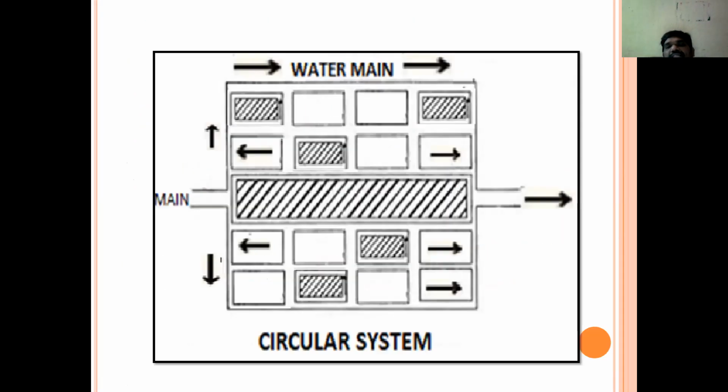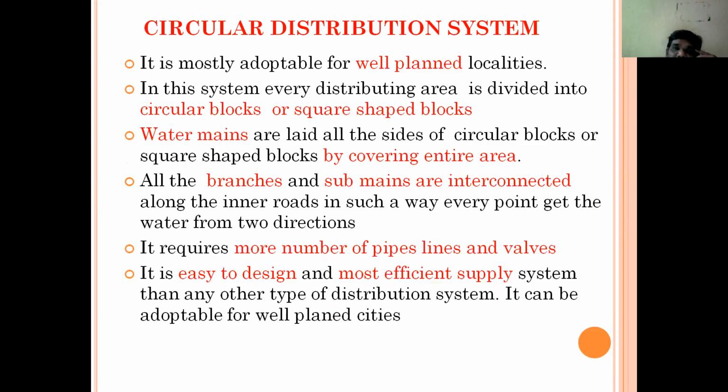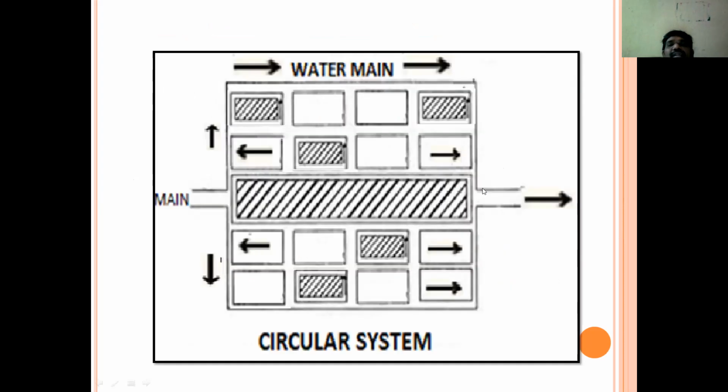Coming to the circular distribution system, water flows in all directions as the entire area is divided into circular or square-shaped blocks, and water will be supplied from all directions. Every point gets water from one or two points. Here all the branches and submains are interconnected along the inner roads. It requires more pipelines and valves. It is the most efficient supply system, and it is adaptable mostly for well-planned localities.